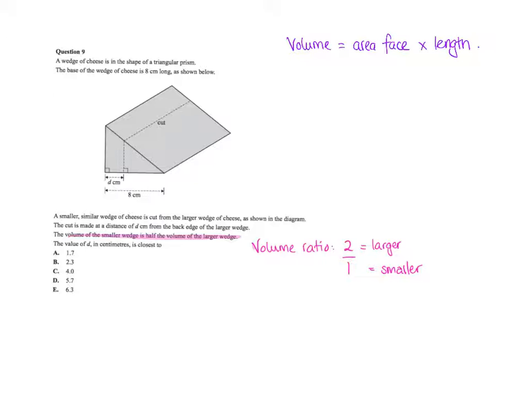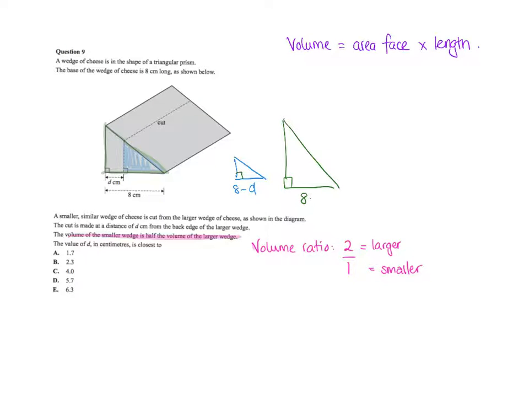First of all, we've got to think about what is similar here. What is similar is the actual triangle here. If I draw that out, that's the smaller wedge, and I'm going to say it is 8 minus d. It's similar to this whole larger wedge here, and the larger wedge face looks like this, and is actually 8. So they're similar.